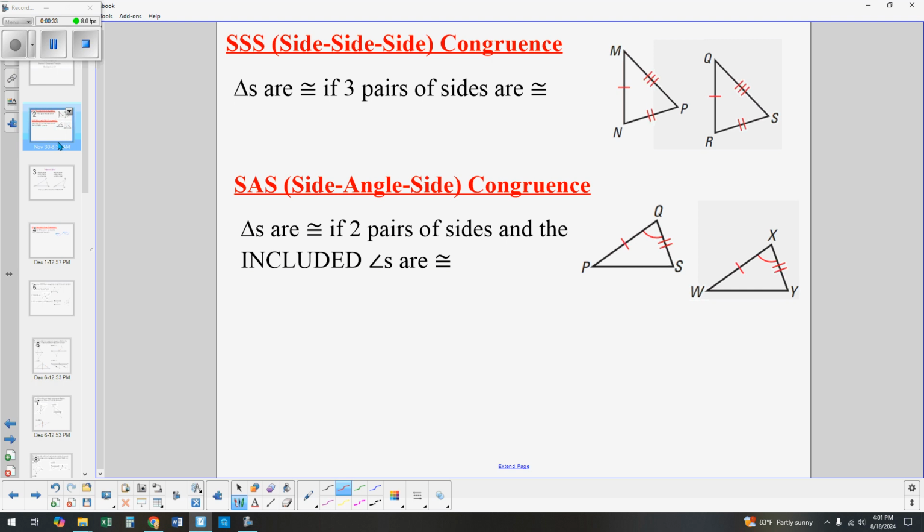The second one, and the one that's a little trickier to get wrong, is side angle side, or SAS congruence. So this one is triangles are congruent if 2 pairs of sides and the included angles are congruent. What that means is if I were to trace the 2 sides that we have marked as congruent, it points to the angle that was marked as congruent. It cannot be an angle P or S that's congruent. It has to be the one between or included in those 2 sides.